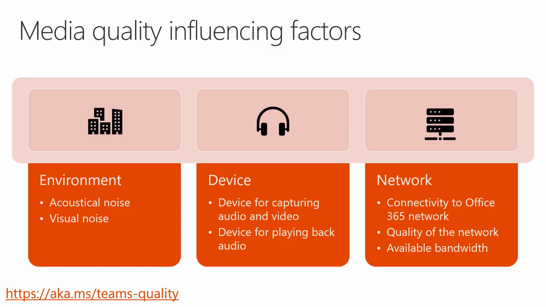When we're talking about media quality, there are actually a number of influencing factors. From left to the right, the first one is the environment. If someone is sitting somewhere where it's very loud, then it's likely that others on the call hear this noise and that they might be distracted. The same goes for the video. If I'm sitting in front of a background that's very busy, where we have a lot of movement, then it's also more difficult to concentrate on what's happening, and it will also affect how bandwidth will be used. Then the second one is the device.